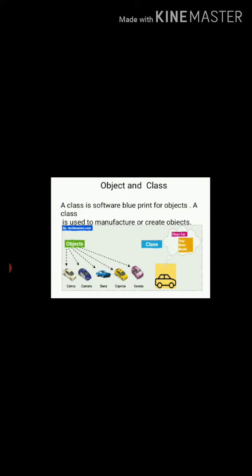Means color, size, wheel, braking system, these are the properties of the class car, and running, moving, lighting, these are the functioning of the class car. And all the objects have the same property, same behavior from the car class.